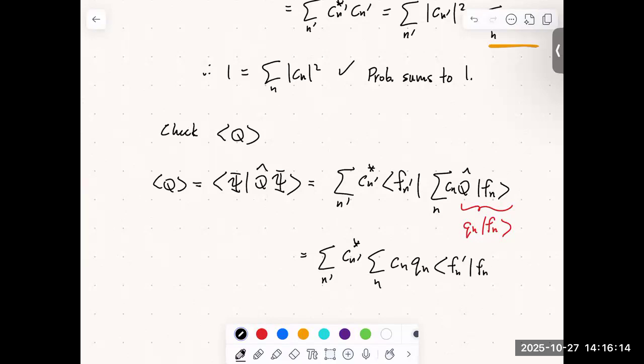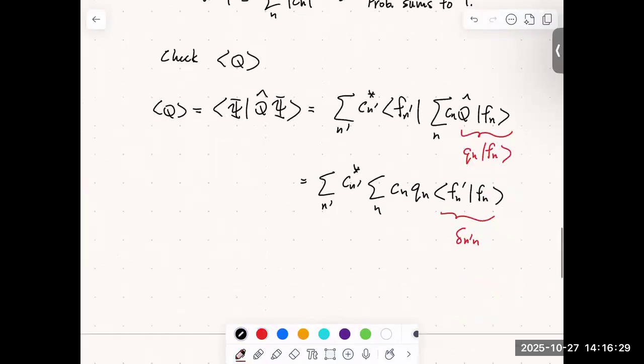And it's going to be the inner product with Fn. This is the same delta function that we had before. If we evaluate the sum over n, we're going to get an n prime here and here. So this is going to be the sum over n prime, Cn prime star, Cn prime, Qn prime, which is the sum over n prime, Cn prime squared, Qn prime.